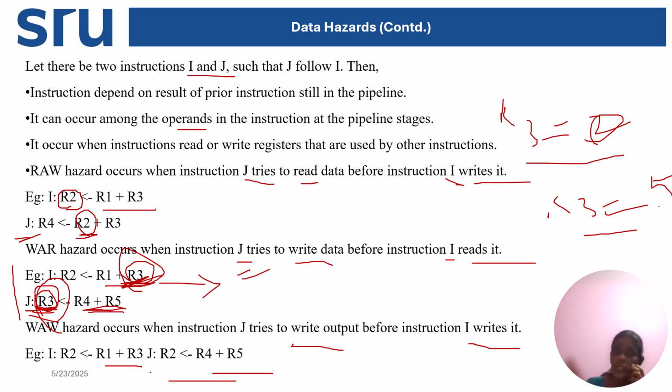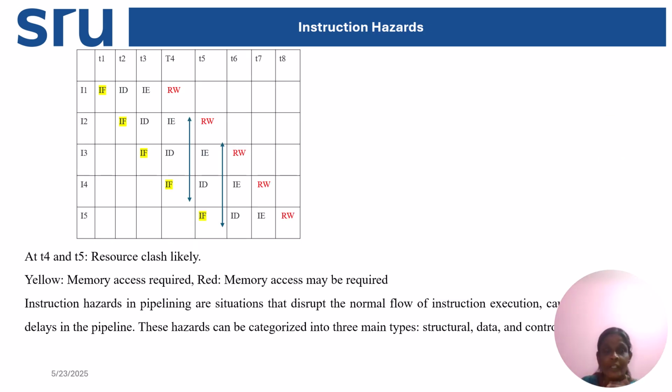So before I, if J tries to write the output in R2, then it is known as write after write hazard. And then the same thing how it is given diagrammatically. See here, same thing. Instruction I1: instruction fetch, instruction decode, instruction execute, and write back only, RW, store the result.